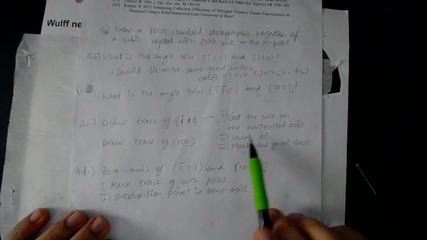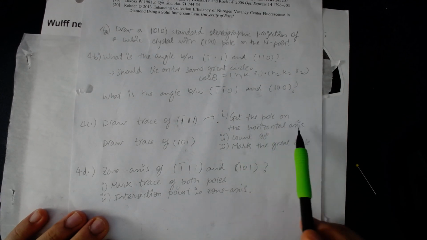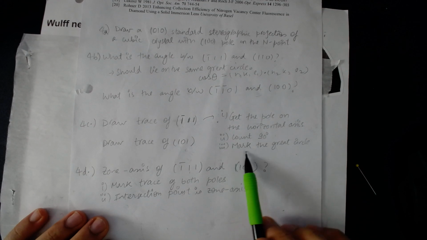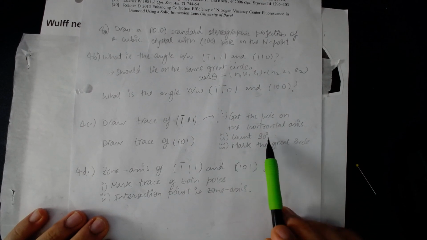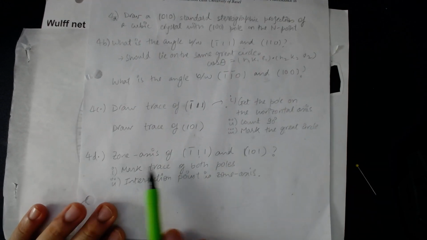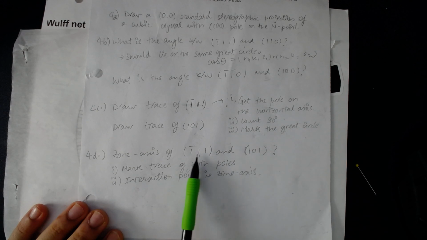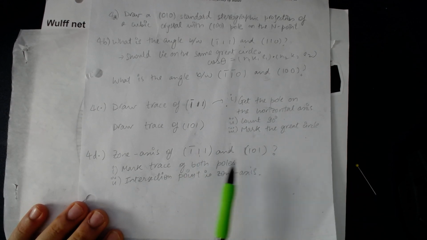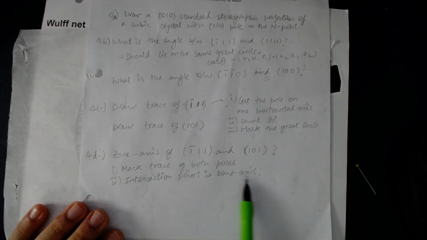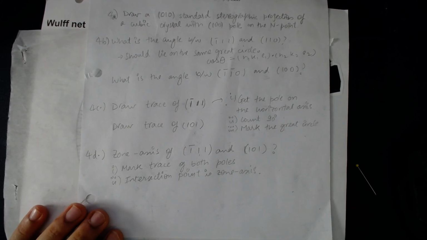Now, just to give you a quick rundown of the steps for the traces, whatever pole that we want to draw the trace of, we'll get that pole on the horizontal axis. We'll count 90 degrees, and then we'll mark the great circle we end at 90 degrees. And same thing over here. Then to calculate the zone axis, we mark the traces of both the poles, pole A and pole B, following these steps, and then we find the intersection point of the traces, and this becomes the zone axis.